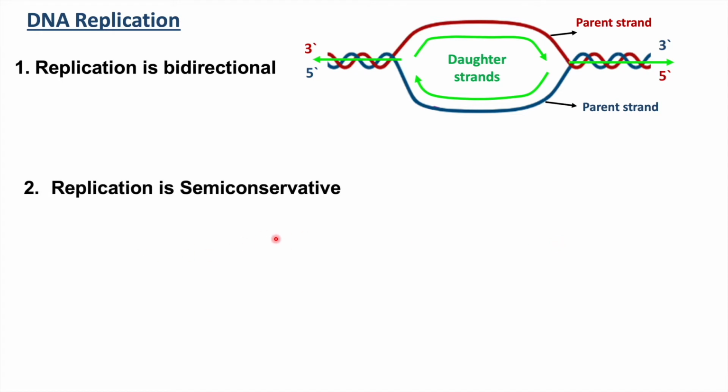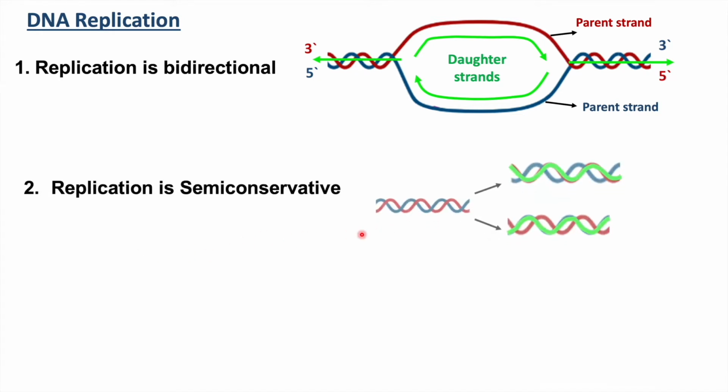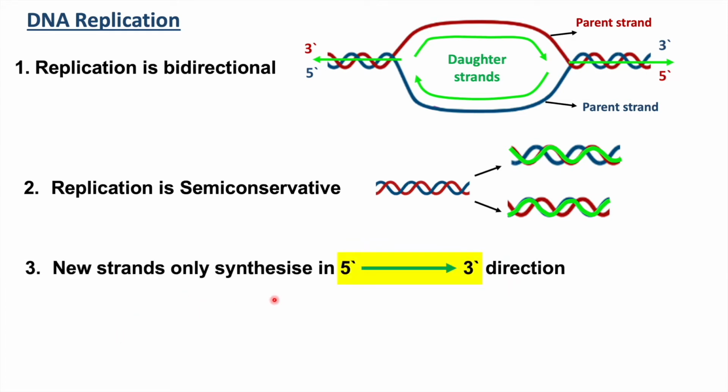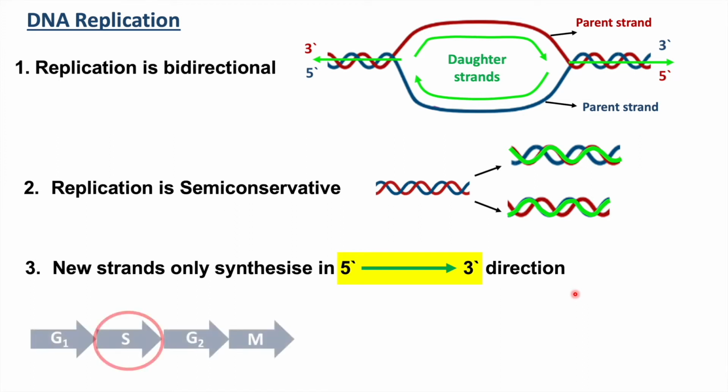Second, replication is semi-conservative because each of the parent strands is intact in the newly synthesized DNA molecules. So if you can see here, the one in blue and the one in red are intact in the newly synthesized DNA molecules. That's why it is called semi-conservative replication. And third, new strands are only synthesized in the 5' to 3' direction, and you will see this shortly. And lastly, it is also important to know that DNA replication occurs in the S phase of the cell cycle.